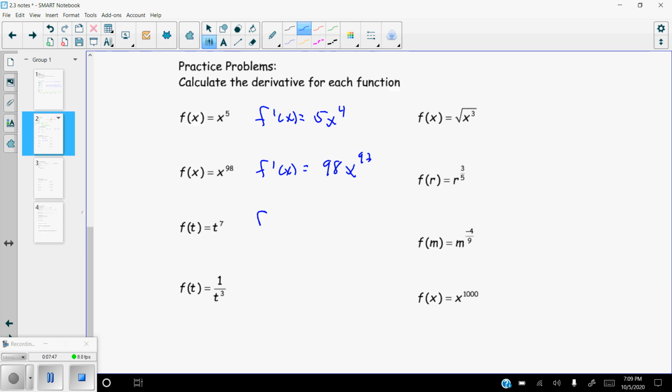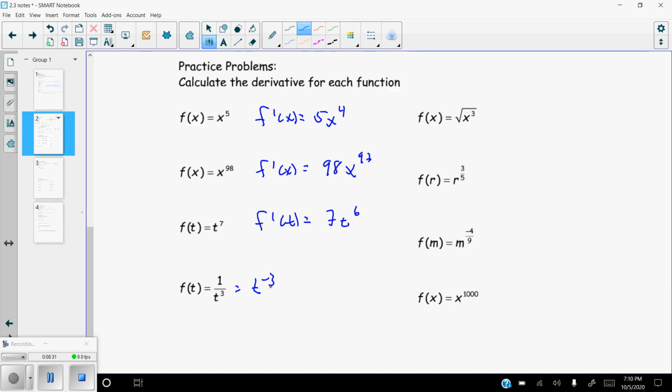Okay. f prime of t down here, same exact idea, just because the variable changes doesn't matter. 7t to the 6th. Now you do have to be a little bit more careful on the next couple. So in the case of f of t equaling 1 over t cubed, right now this is not a variable base raised to a power, but we can make it that way because we can bring that t cubed up to the top and rewrite that as t to the negative third power. Now it is a variable base with a constant exponent. Just because it's negative doesn't matter.